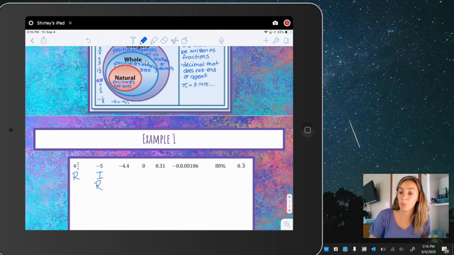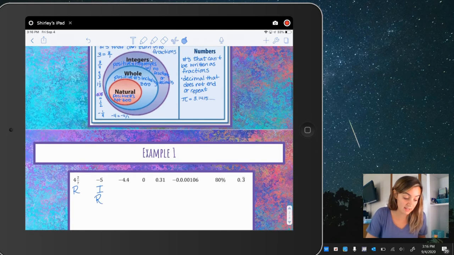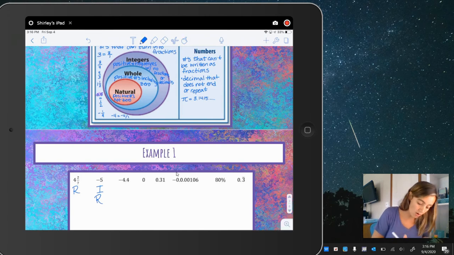Now I have -4.4. It's not a positive number, it's not a positive number including 0. Integers specifically say positive numbers with no fractions or decimals. So the fact that this has a decimal here makes it not an integer. So again, just like my first option here, anytime I have an actual fraction written or a decimal, it is my rational number.